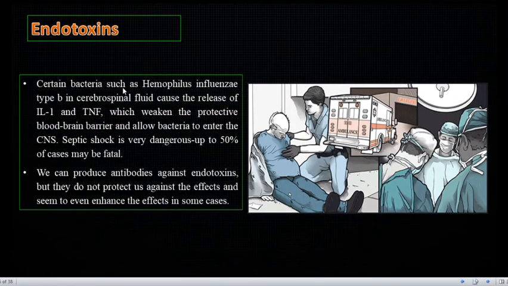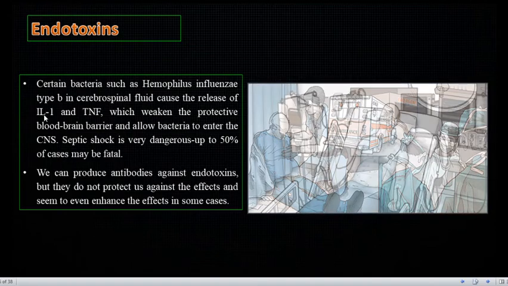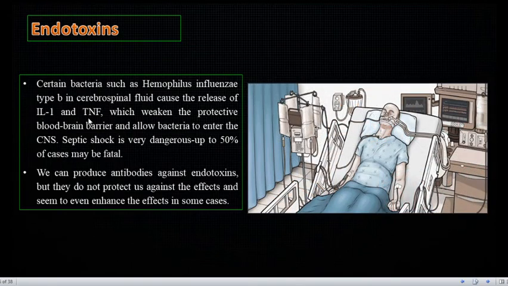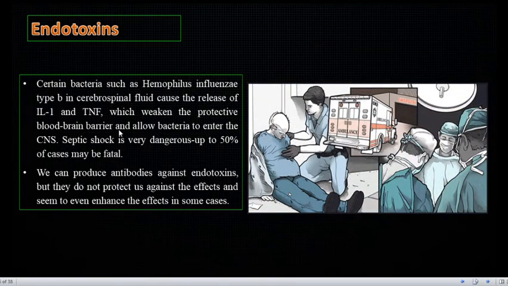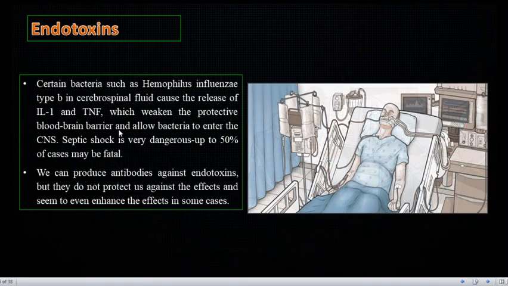Okay, certain bacteria such as your Haemophilus influenzae, type B in the cerebrospinal fluid cause the release of your interleukin-1 and TNF, which weaken the protective blood-brain barrier. Do you remember the blood-brain barrier? So, di ba, ang blood-brain barrier natin, it filters the bloodstream para yung blood na papasok sa central nervous system is sure na safe from microbes or wala siyang contamination or toxins na kasama.